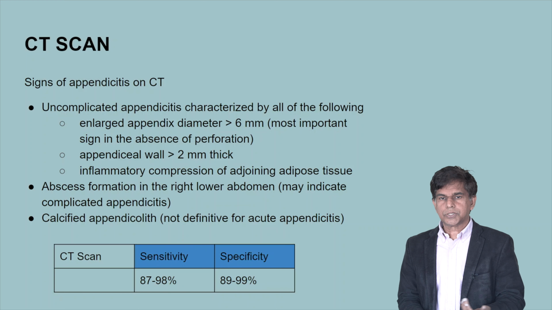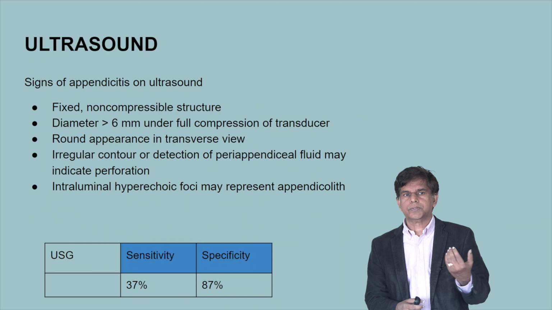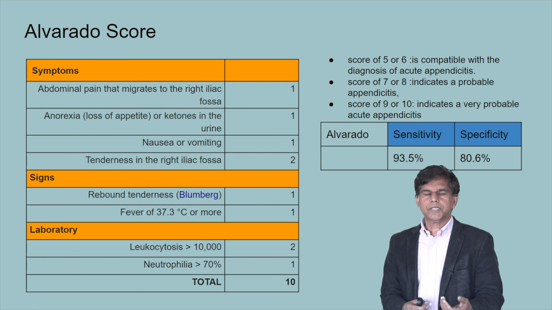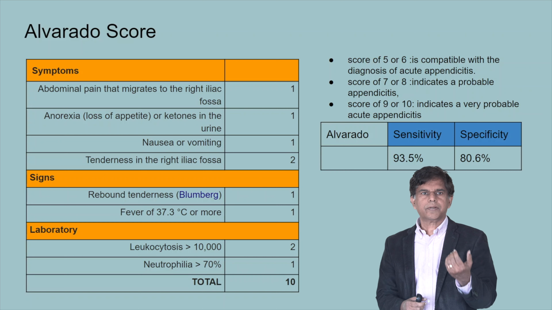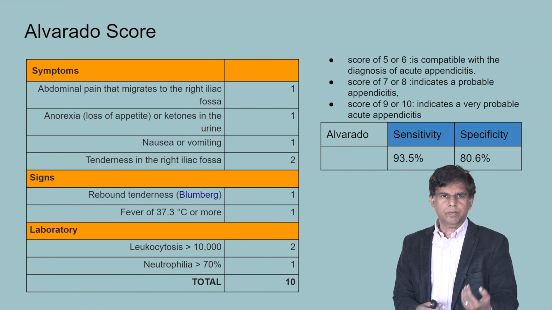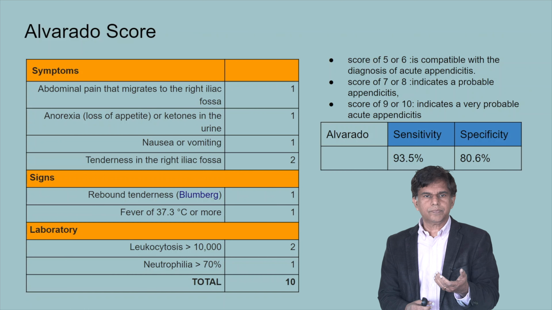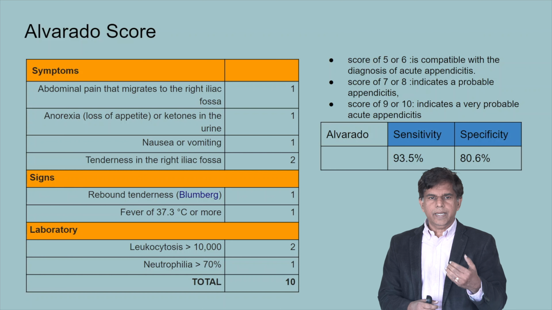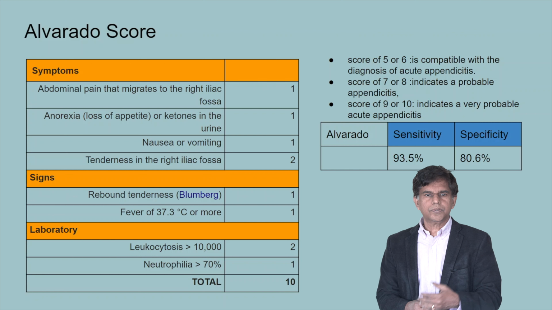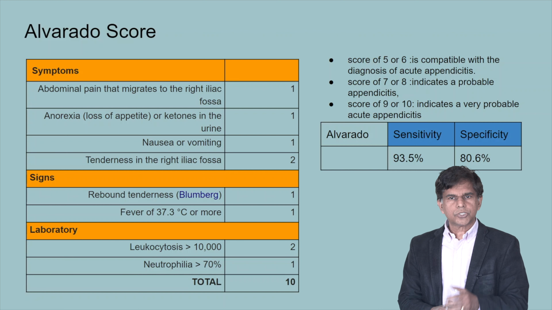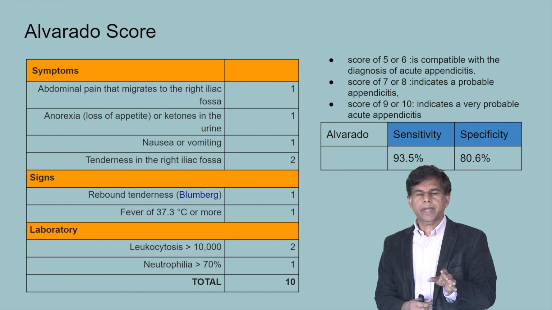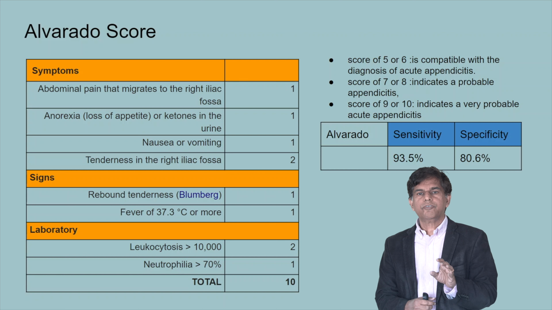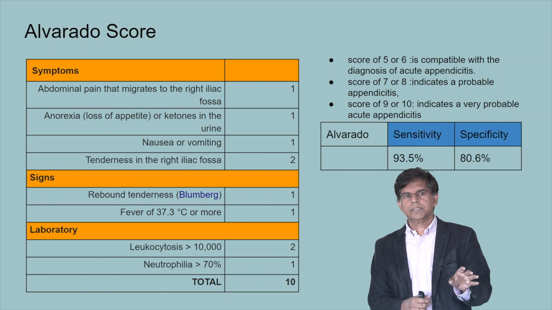So there is another scoring system called the Alvarado score. Okay, abdominal pain that migrates to the right iliac fossa, 1 point. Anorexia, 1 point. Nausea, vomiting, 1 point. Tenderness in the right iliac fossa, 2 points. And then signs, rebound tenderness, 1 point. And then leukocytosis, 2 points. Neutrophilia, 1. So a score of 5 to 6 is compatible with a diagnosis of appendicitis, and a score of 9 to 10 is very probable. So you can calculate the Alvarado score.